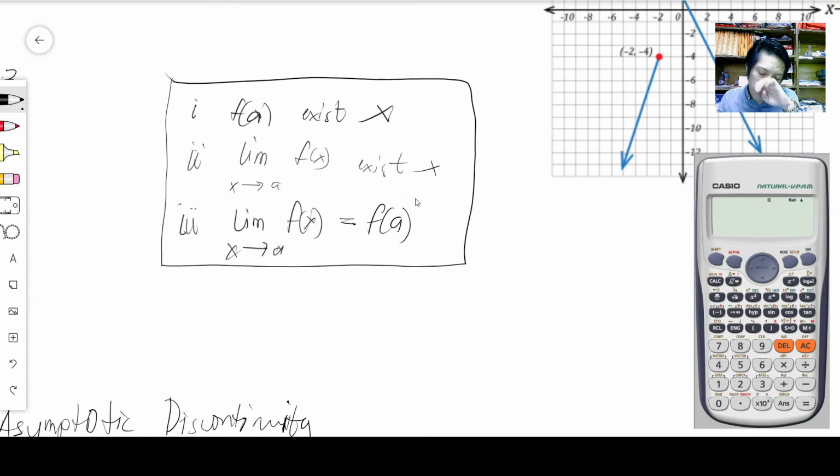First, f of a should exist. Second, the limit of f of x as x approaches a should also exist. And the third, the limit of f of x as x approaches a should be equal to the value of the function when x is equal to a, f of a. These are the criteria for a function to be continuous.